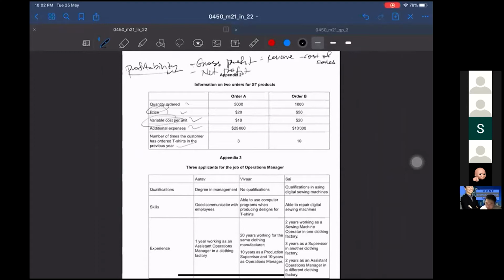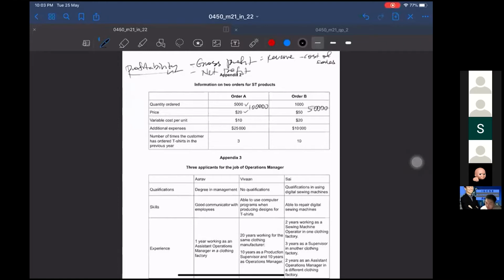Revenue is basically based on your price and your quantity. So these 2 will be your revenue. To calculate your revenue, use your price multiplied by your quantity sold. So here your price is 20 for order A, and the quantity ordered is 5,000. When you multiply 5,000 with 20, your revenue will be 100,000. Now order B is 50,000.